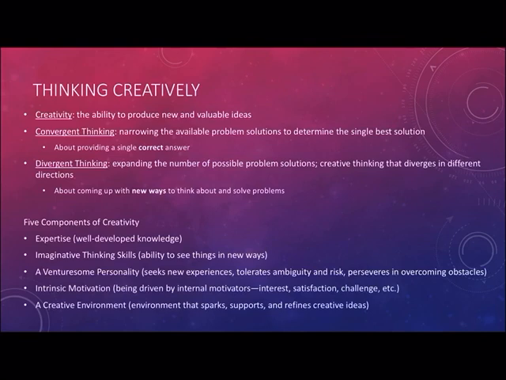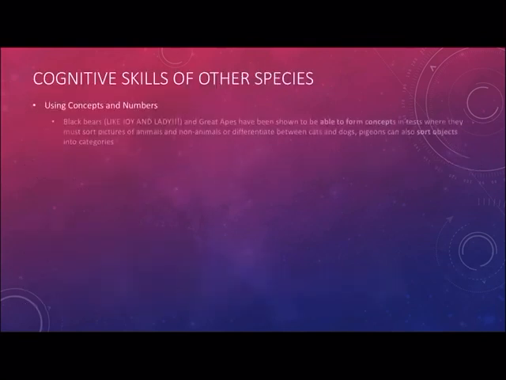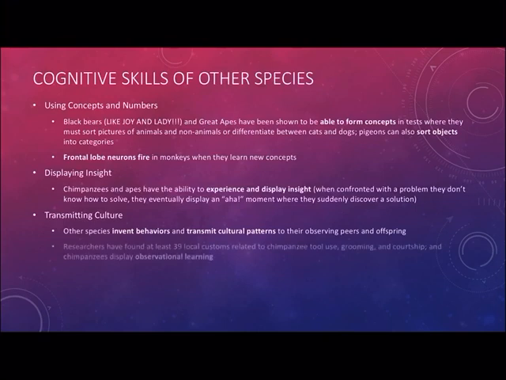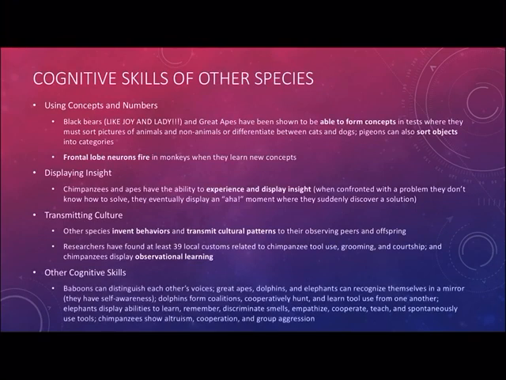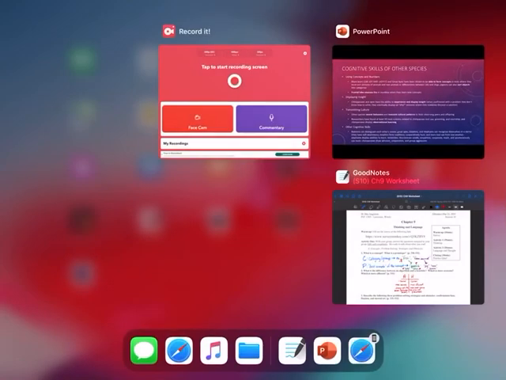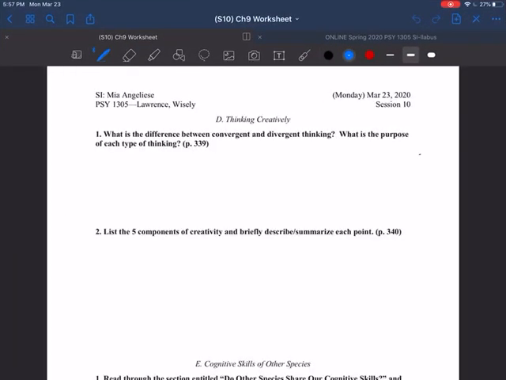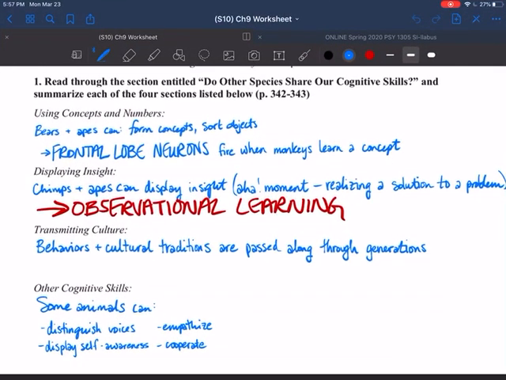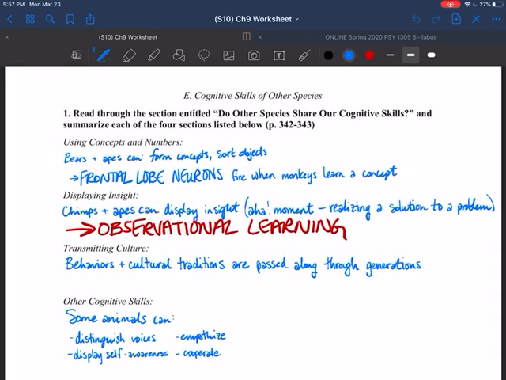Okay, this is largely summary from your textbook, but I'm just going to kind of run through a few things. The overarching question is, do other species share our cognitive skills? And so we have found some things like black bears and apes can form concepts, pigeons can sort objects, so they can do certainly some cognitive activities. And then do write down that frontal lobe neurons fire in monkeys when they learn new concepts. That's pretty cool.